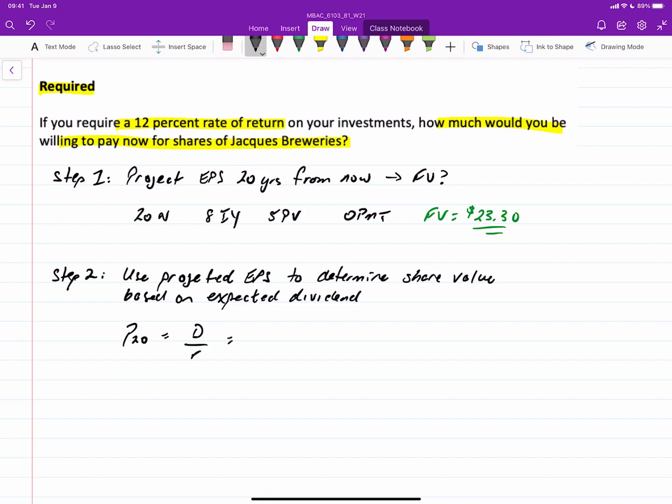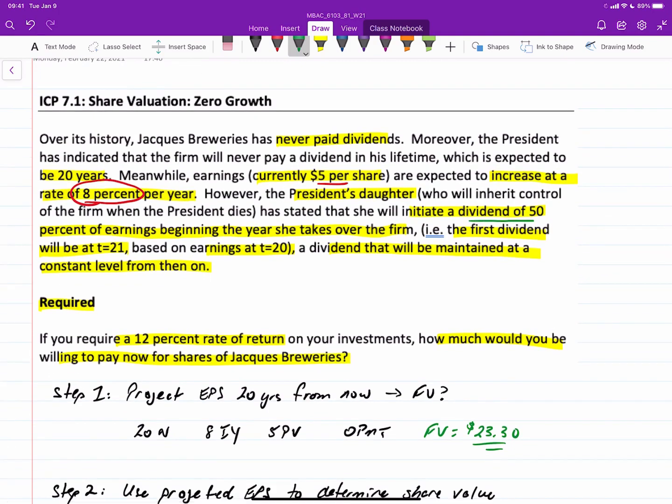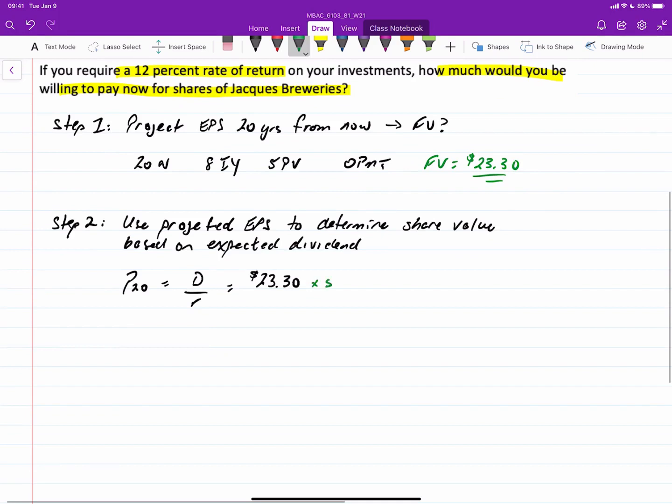We know that the earnings per share is going to be $23.30. However, remember that she plans to initiate a dividend of 50% of the earnings. So we have to multiply that by 50% to end up with a dividend of $11.65. We'll then divide that by the expected rate of return of 12% or 0.12, and that will give us a share price 20 years in the future of $97.10.